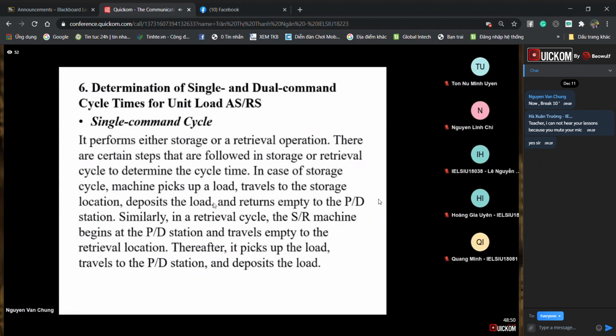Similarly, in the retrieval cycles, the S/R machine begins at the P/D station and travels empty to the retrieval location. Thereafter, it picks up the load, travels to the P/D station and deposits the load. These are the single cycles. Now I'll repeat.